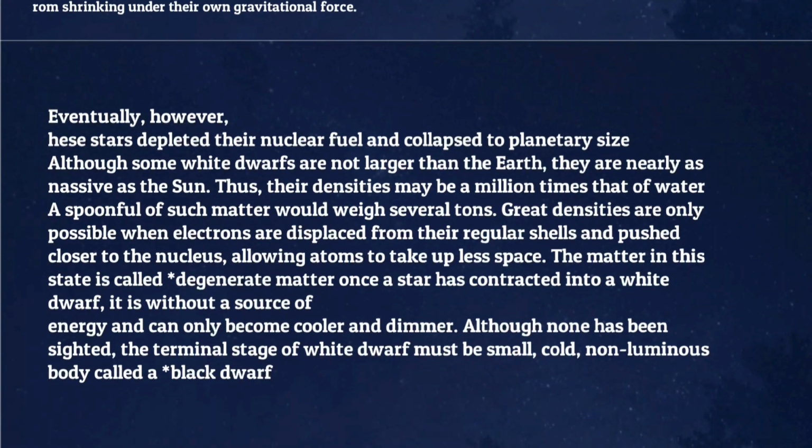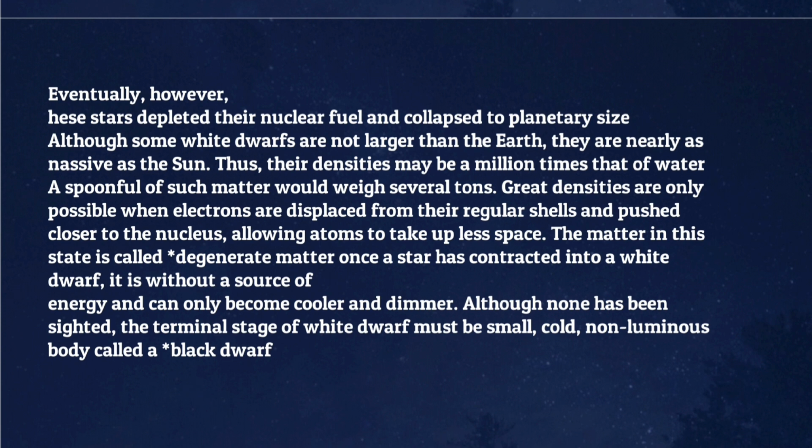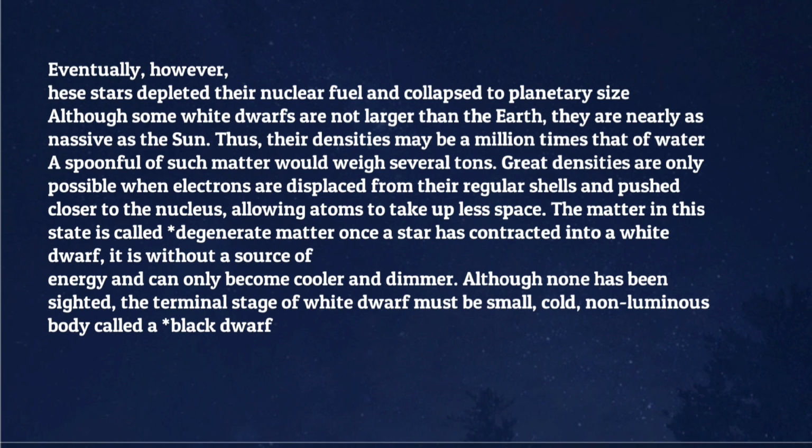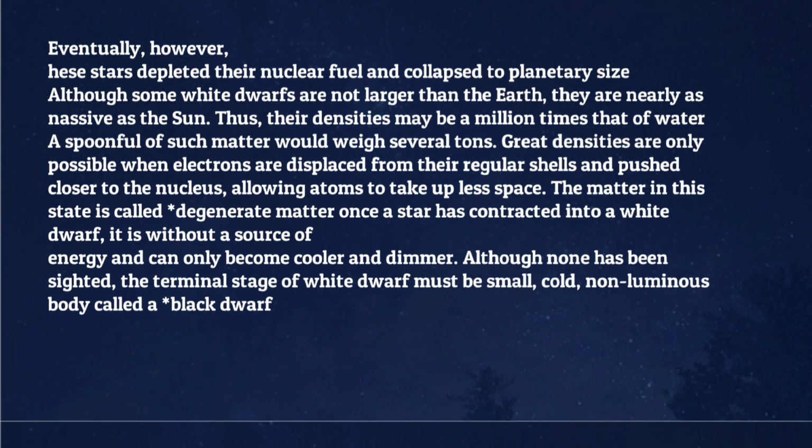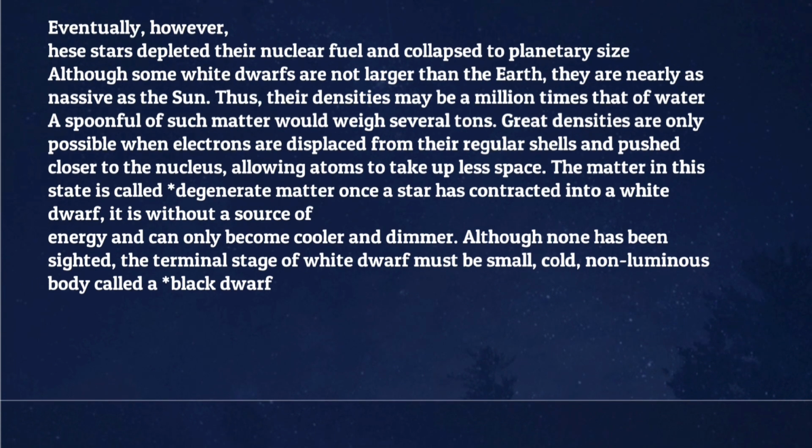Eventually, however, these stars depleted their nuclear fuel and collapsed to planetary size. Although some white dwarfs are not larger than the Earth, they are nearly as massive as the Sun. Thus, their densities may be a million times that of water. A spoonful of such matter would weigh several tons, allowing atoms to take up less space. The matter in this state is called degenerate matter.